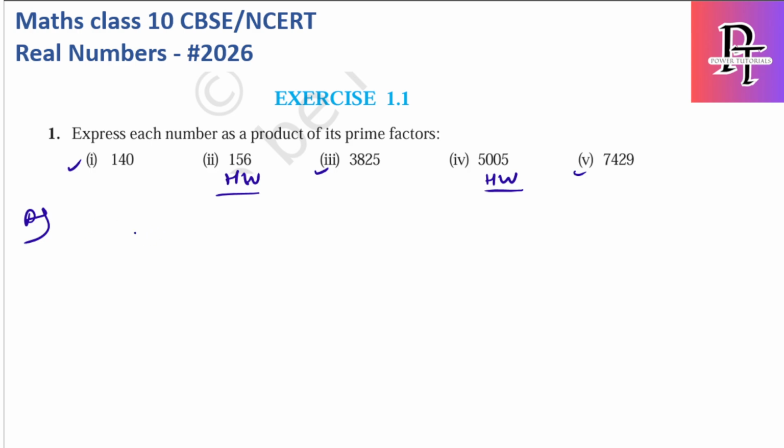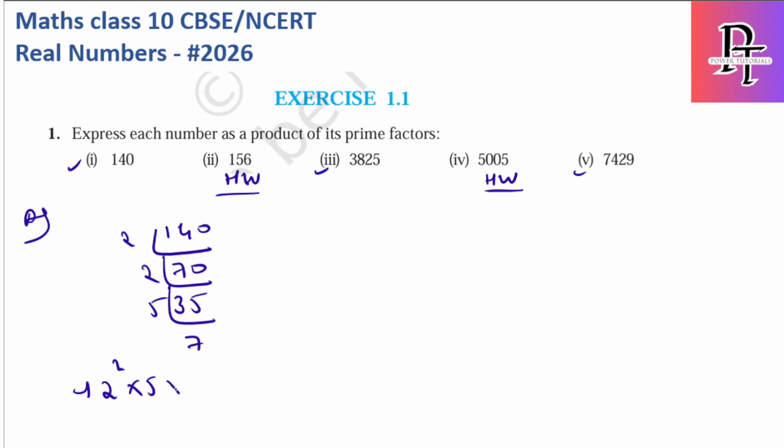So let's solve for 140. What is the question? Express each number as a product of prime factors. It is easy, I will write 140 here. 2 7s are 14, so 2 70s are 140, 2 35s are 70, 5 7s are 35. So it is 2 square into 5 into 7, the expression for 140.